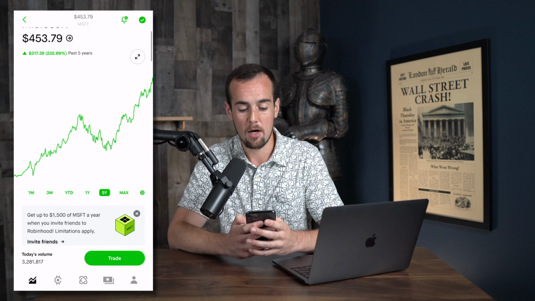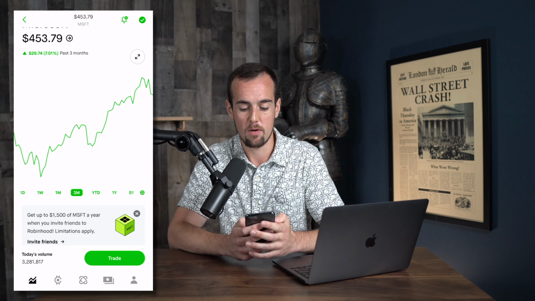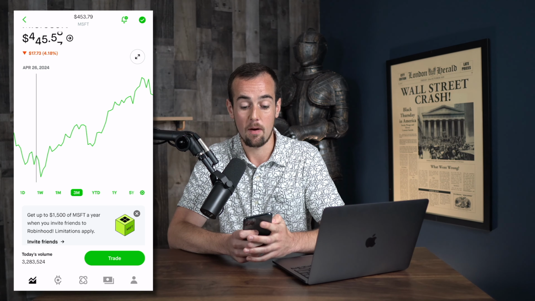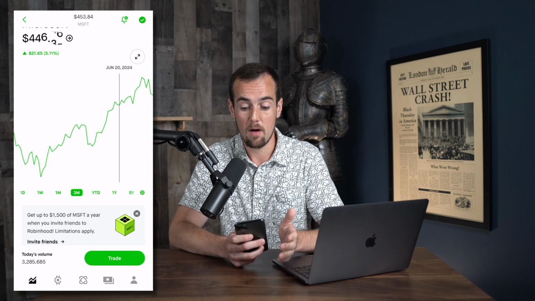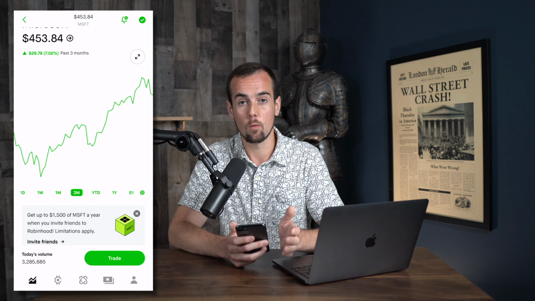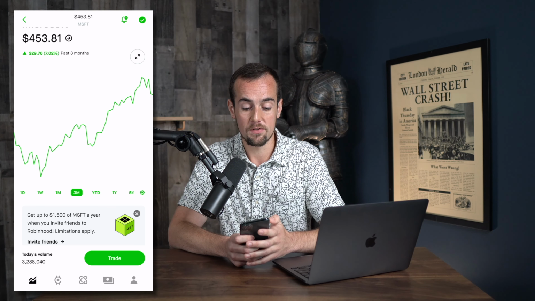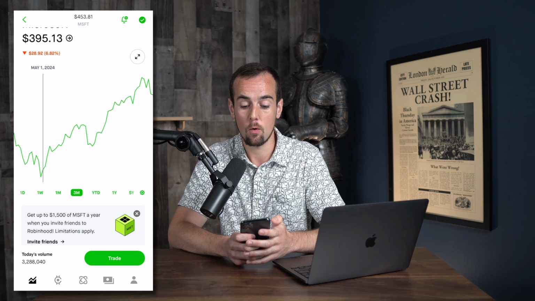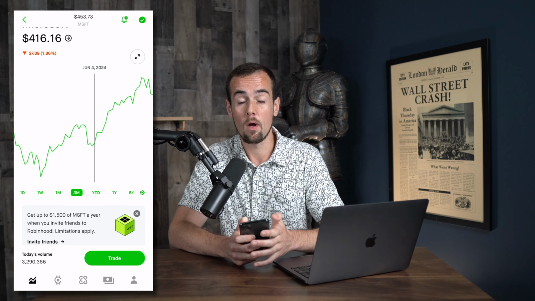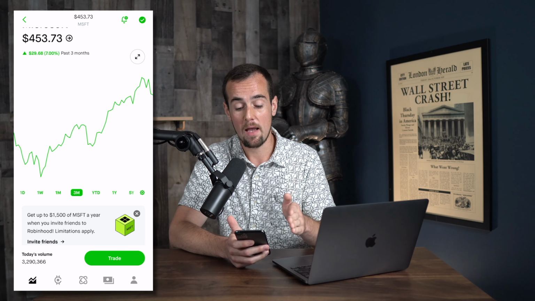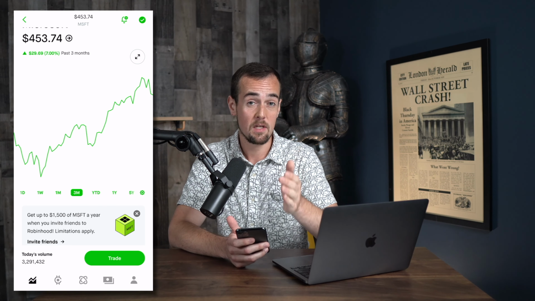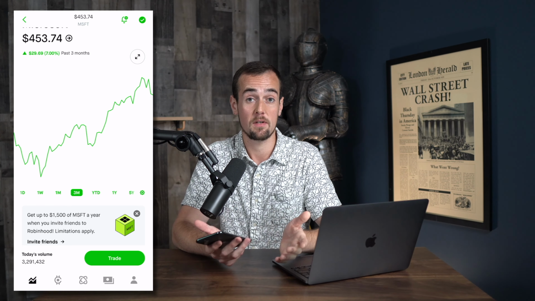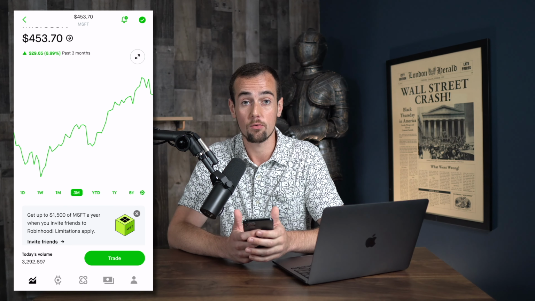So if we take a look at Microsoft, for example, over the last 3 months, we can see how there have been some ups and downs, but overall it has trended upward over the last 3 months. If you were buying this every single week, sometimes you would buy it when it was up high, sometimes it would be down low, back up high, back down low. And what this would do is help you to pay close to the market average for those shares over time. And this can be especially useful when you're investing in something like an S&P 500 ETF.